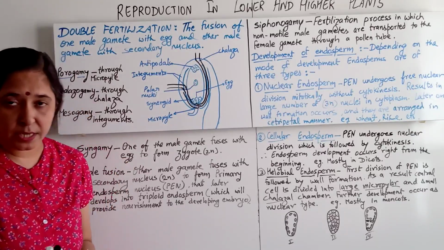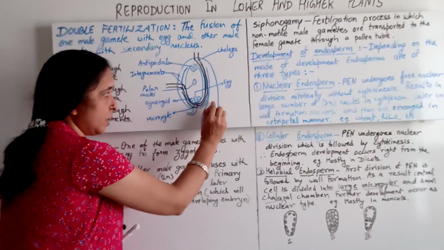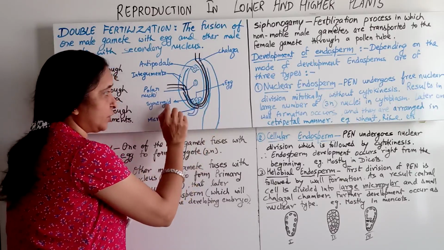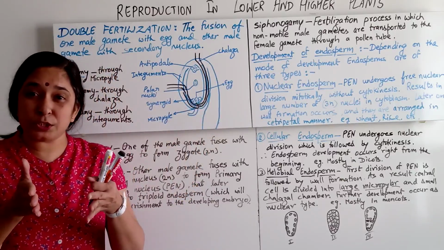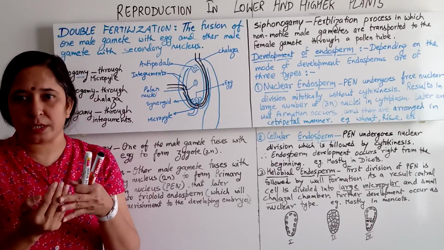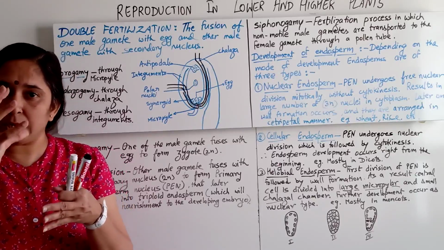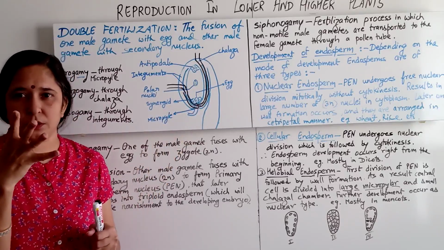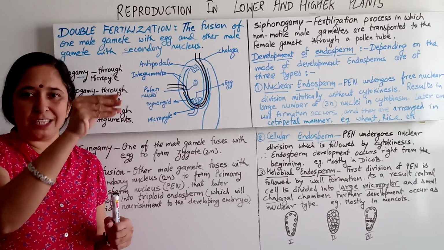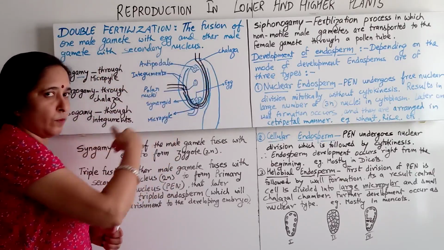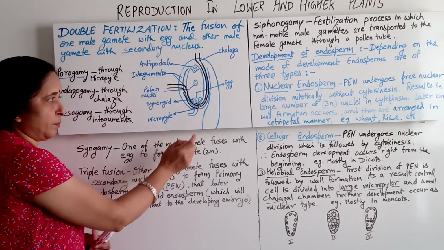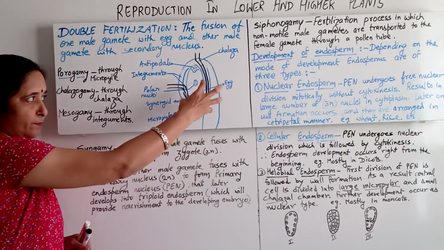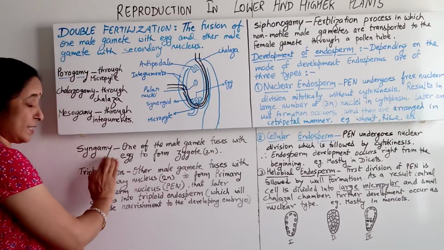How does this happen? When the pollen tube enters into the ovule, these two synergids show the path to the pollen tube. As soon as it enters, the pollen tube absorbs moisture from the synergids, and when it absorbs the moisture, it ruptures. When it ruptures, the male gamete is released from the pollen tube and enters the ovule. Here, the first male gamete fuses with the egg to form the diploid zygote, and this fusion of male gamete with the egg is called syngamy.